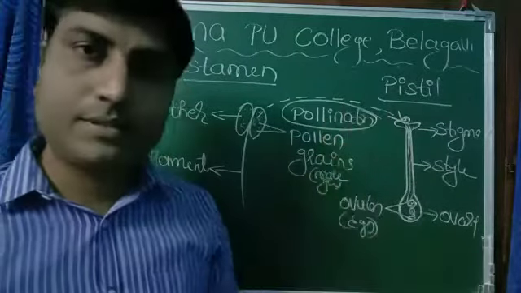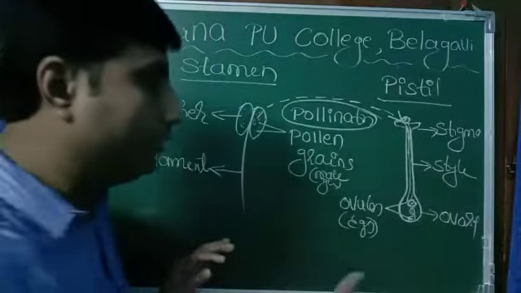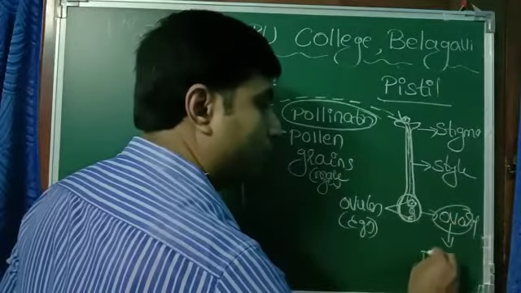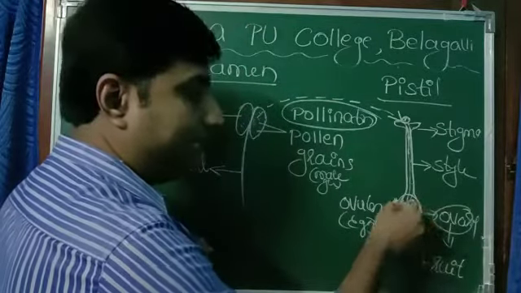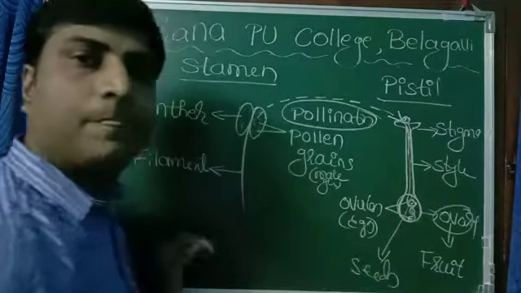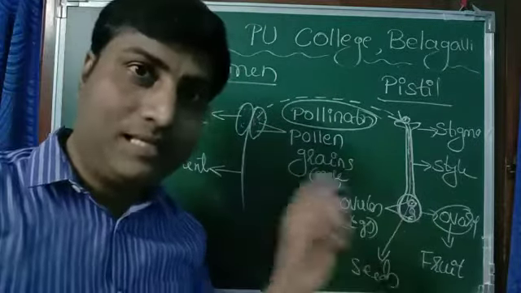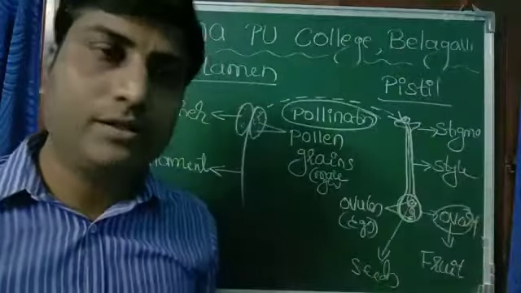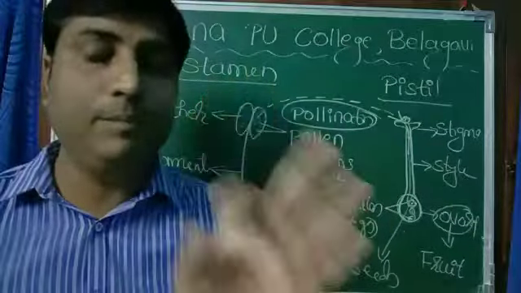By the time this happens, all the parts of the flower fall off. We should remember one thing: the ovary in future develops into the fruit, and the ovules present inside the ovary develop into seeds. Seeds contain the embryo. When the seed falls on the ground, it germinates into another plant. So this is exactly how sexual reproduction takes place in plants.